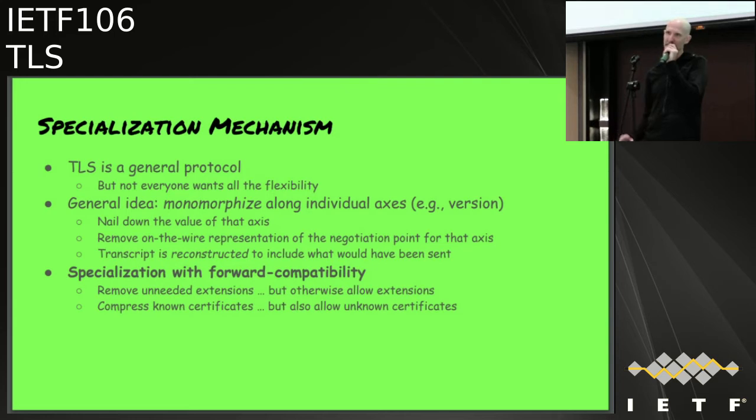And so all the code you need to process version negotiation, and all the wire machinery you need for it, just goes away. The idea here is you can independently monomorphize on every axis, and here's the cool part that Karthik suggested: you reconstruct the transcript as if you had not specialized. So you get the same wire transcript and the same thing in the key schedule as you otherwise would have. You can just think of it as a piece of compression.